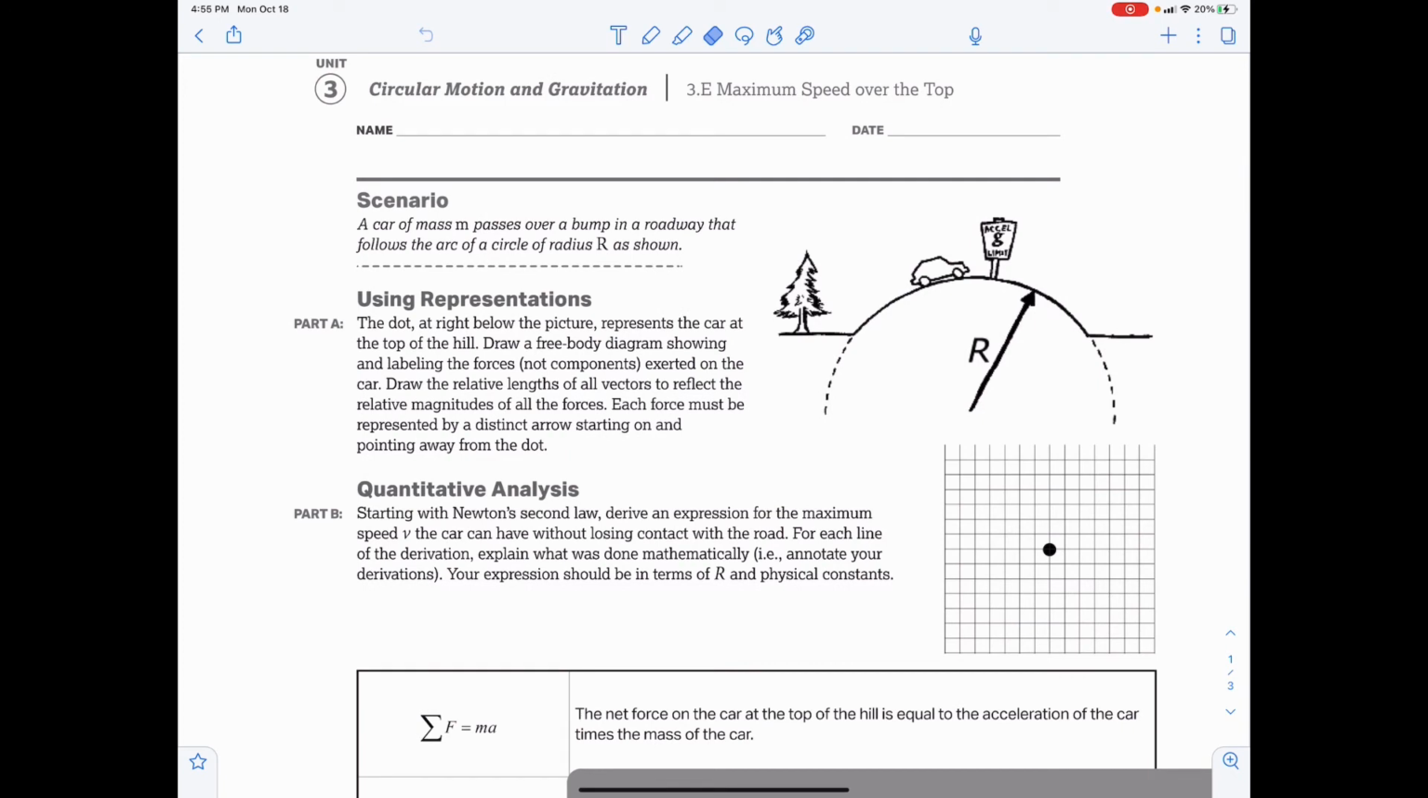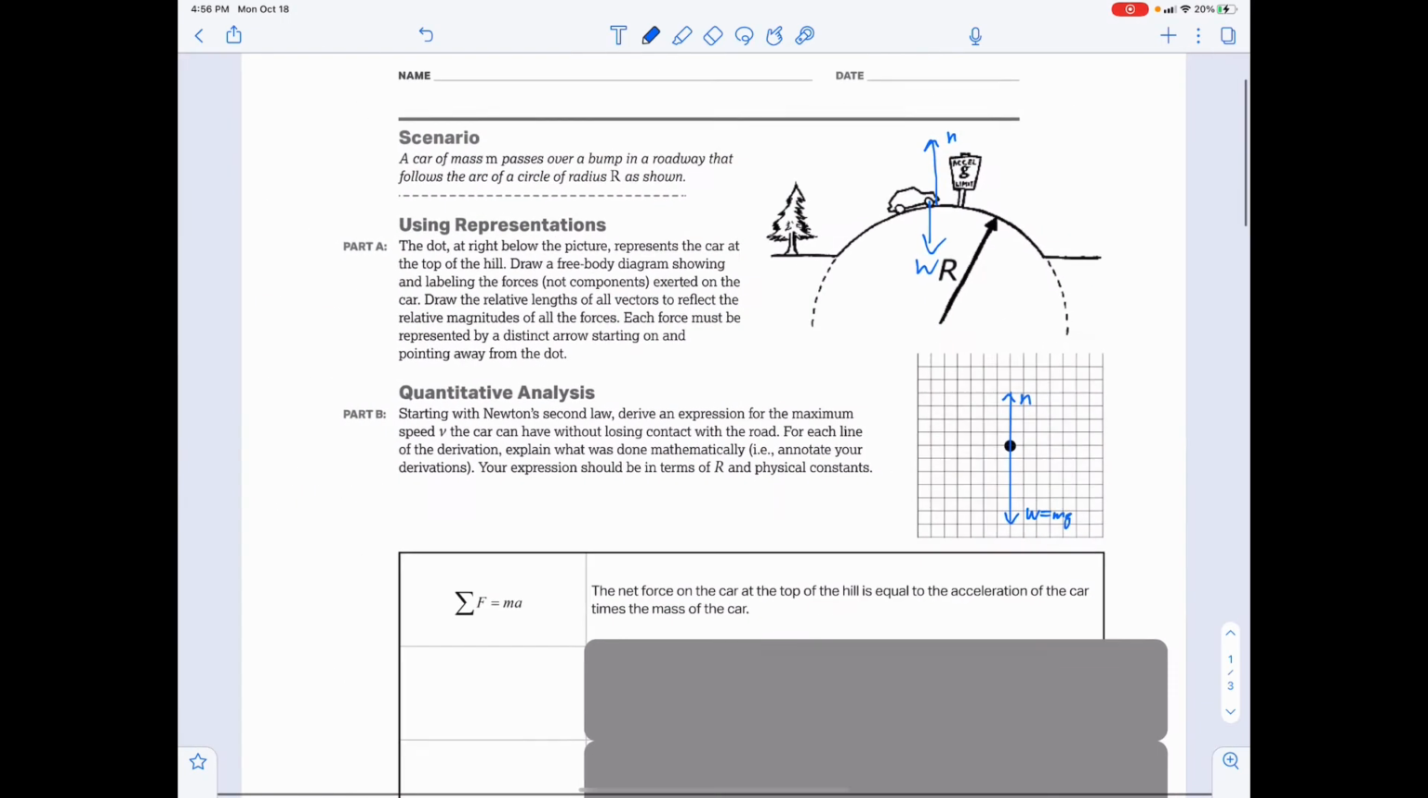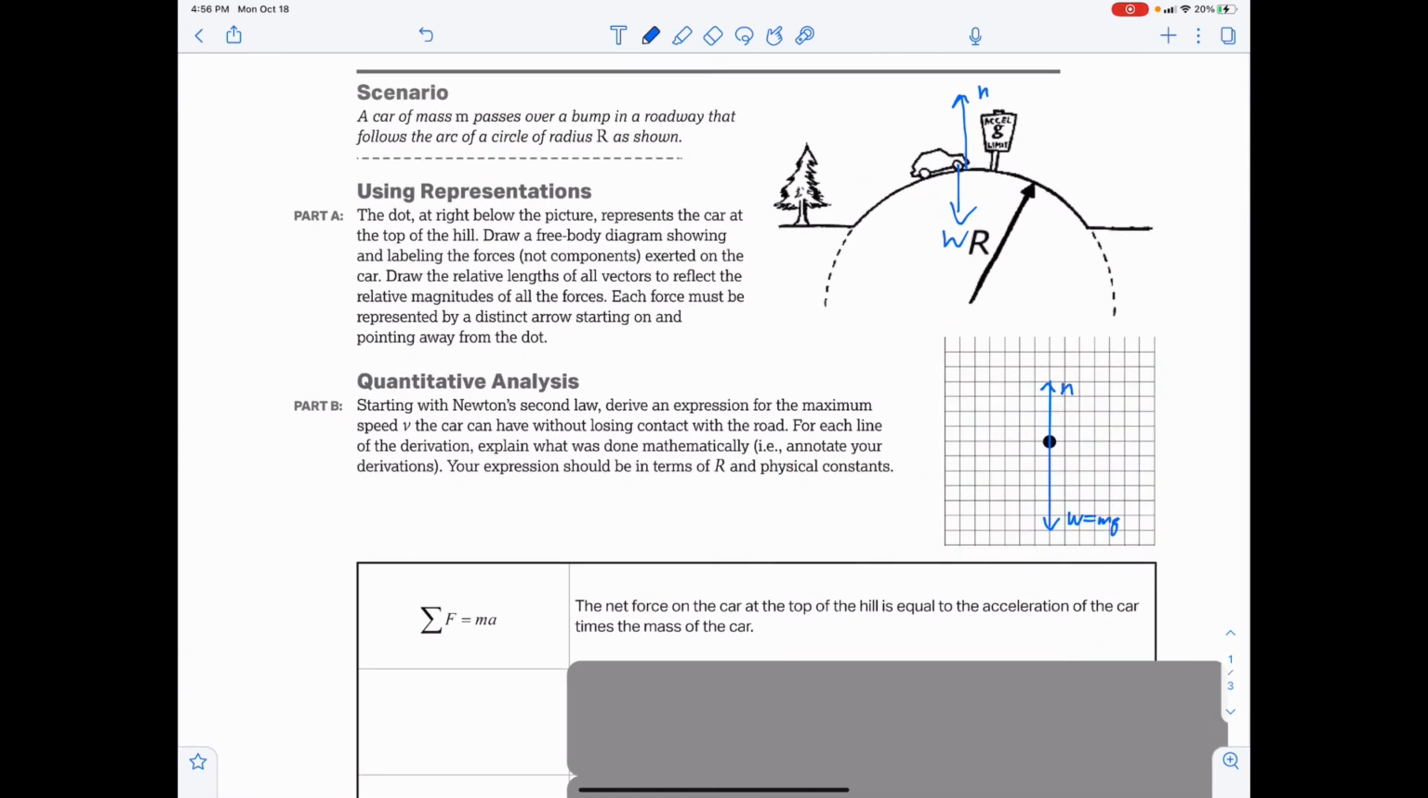Well, at the very top, let's see here. We would have the weight going down at the very top, and you'd have the normal force going up. But remember, the one pointing in towards the center of the circle has to be greater in magnitude. So weight, or Fg, equals mg goes down, and we're going to draw the normal force as shorter. Forces in must always be greater than forces out.